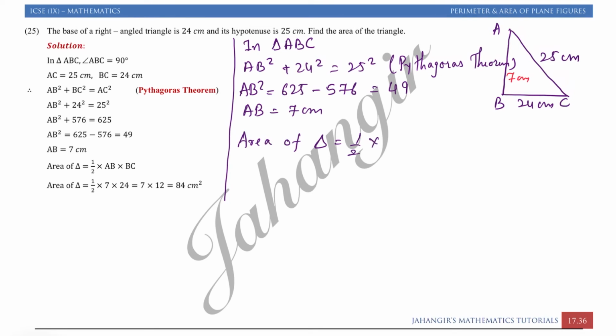Half into base 24 into height 7. 2 ones are 2, 12 sevens are 84 centimeter square.